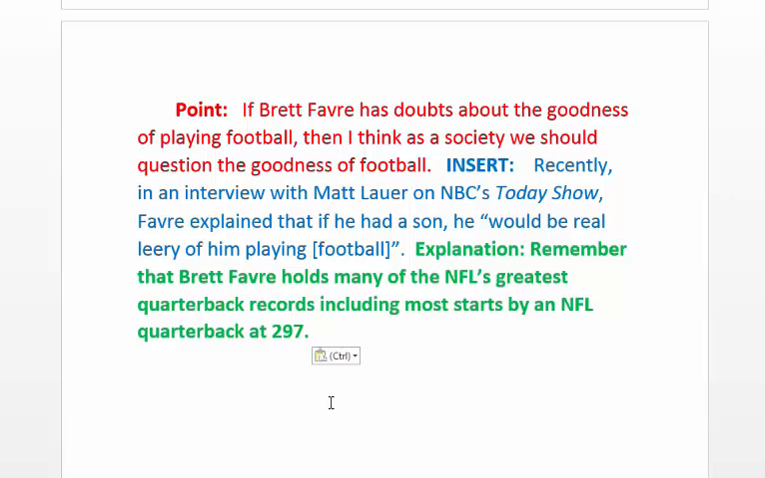So I'm making what's called a text-to-text connection. I'm connecting this text, his quote about him being leery about his son playing football, to this example that he has the most starts by any NFL quarterback in history at 297. Now that's not the end of my explanation, that's actually just going to begin it, but that's a good start, is to connect again to something you've seen, heard, or read, and here's how it reads.